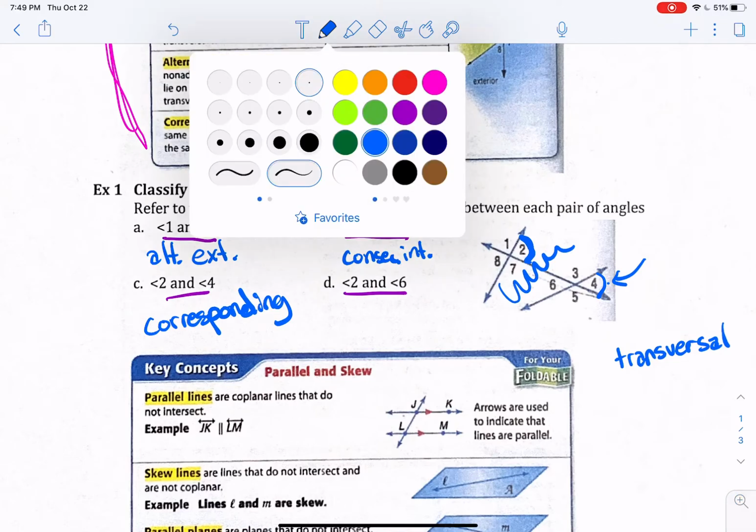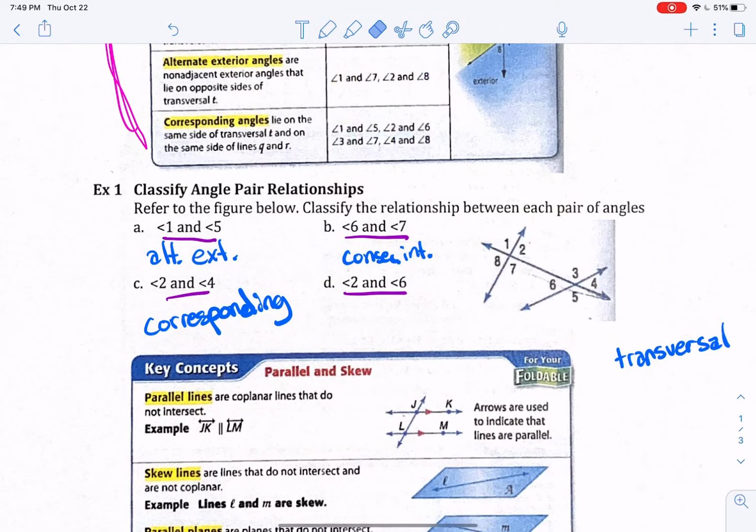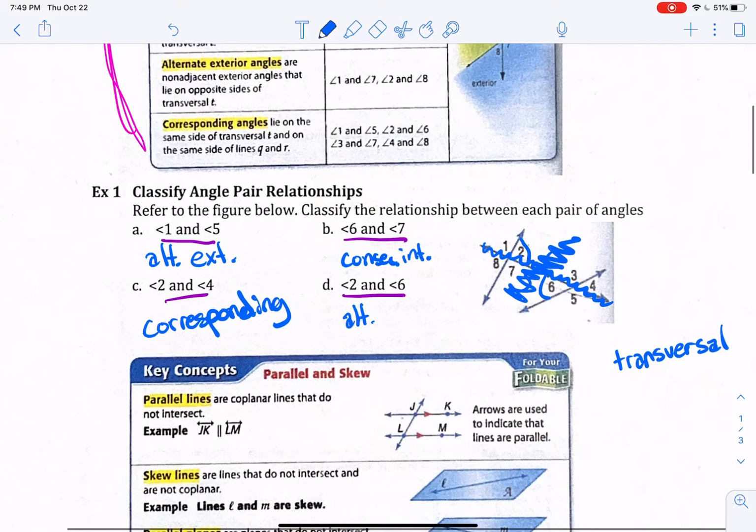And then the last one is 2 and 6. Sorry, I'm doing a lot of erasing. 2 and 6 are on opposite sides of the transversal. So they are alternate something, but here is the interior of the train tracks. So 2 and 6 are alternate interior angles. Okay, all right, so those are those angle pair relationships.